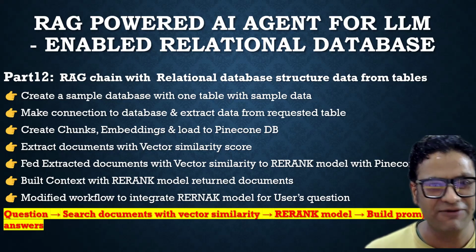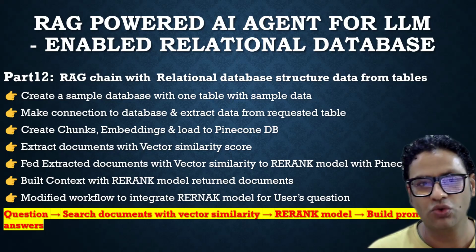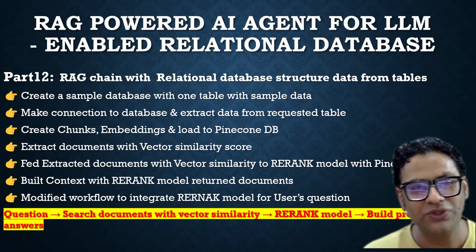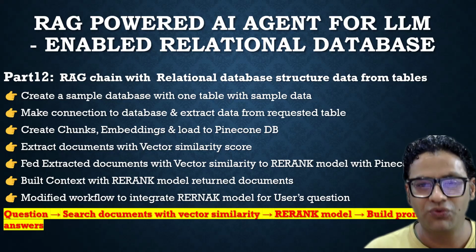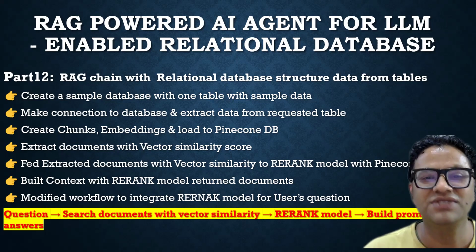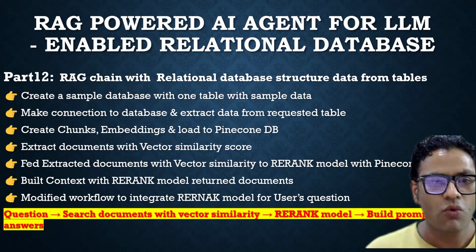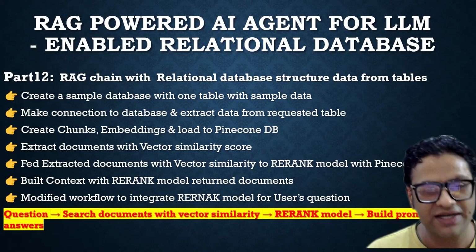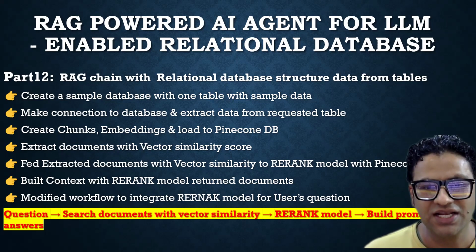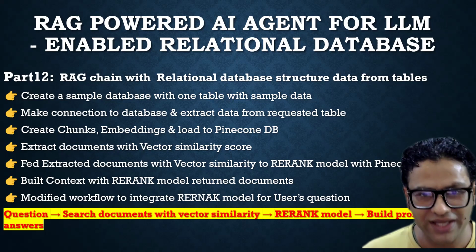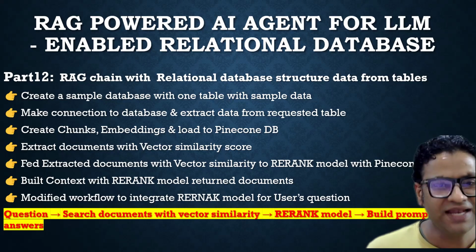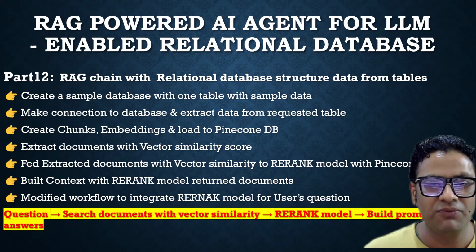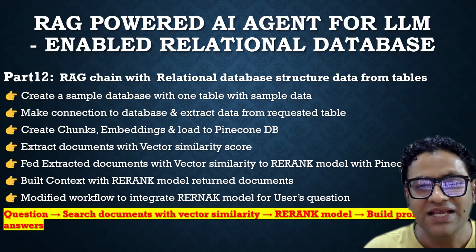Right? So this is the flow which you can see on my screen. The very first thing which we need to do is to create a sample database in SQLite3 with one table where we will have some sample data. Then whenever we want to extract the data from the database, we have to make a connection, and then we can hit our select query, and then we can extract the entire data from the table. Then the rest of the process which we have been following so far is going to be the same.